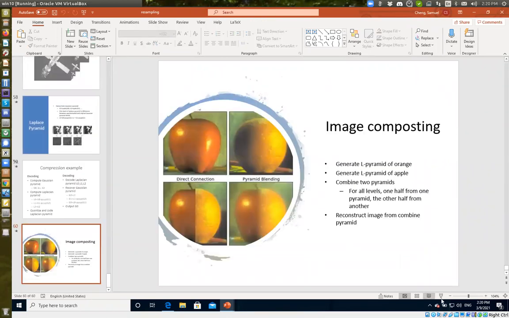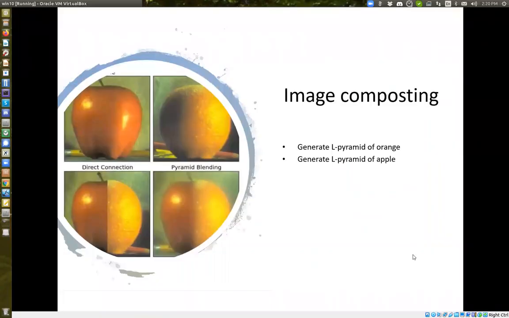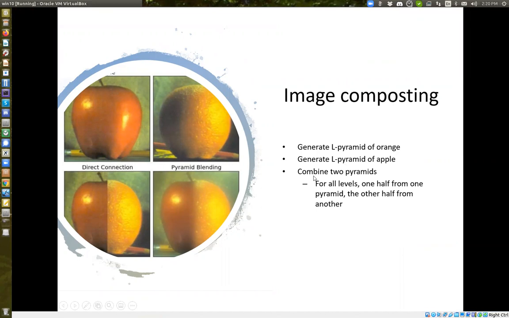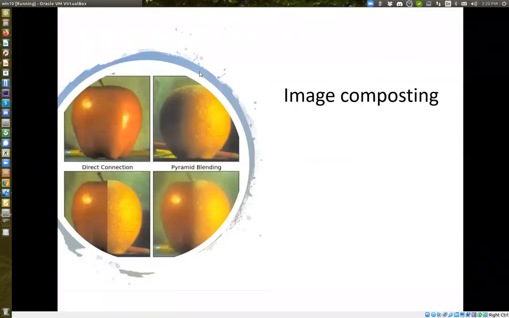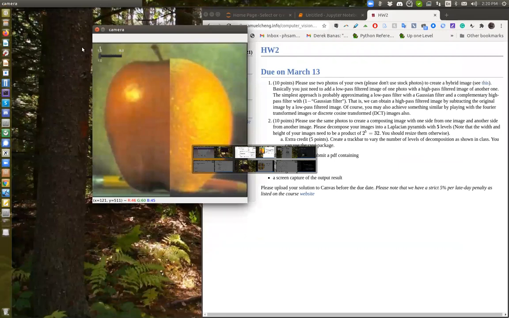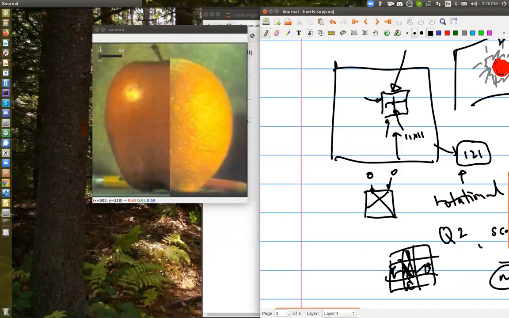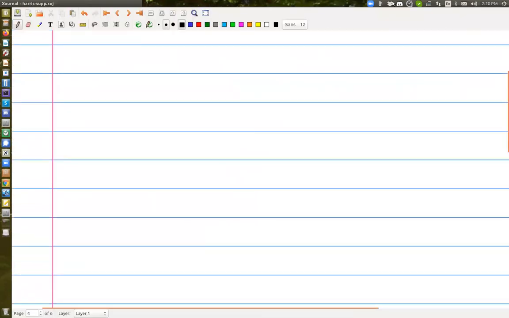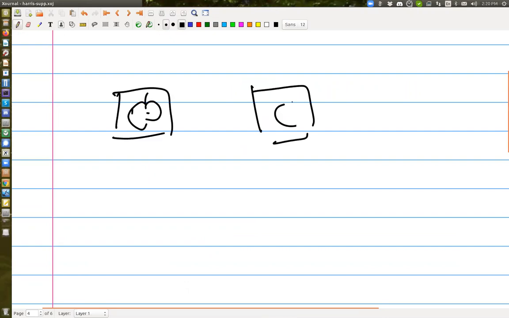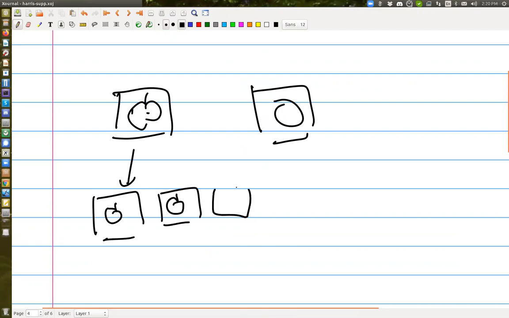So what's going on here is that you should generate the Laplacian for both images, right? And then for each level of the Laplacian, you keep one side from each, so you have two. Maybe it's easier to draw. So you have an apple and an orange, and you decompose them into Laplacian levels, let's say three levels. I have three levels here too, right?